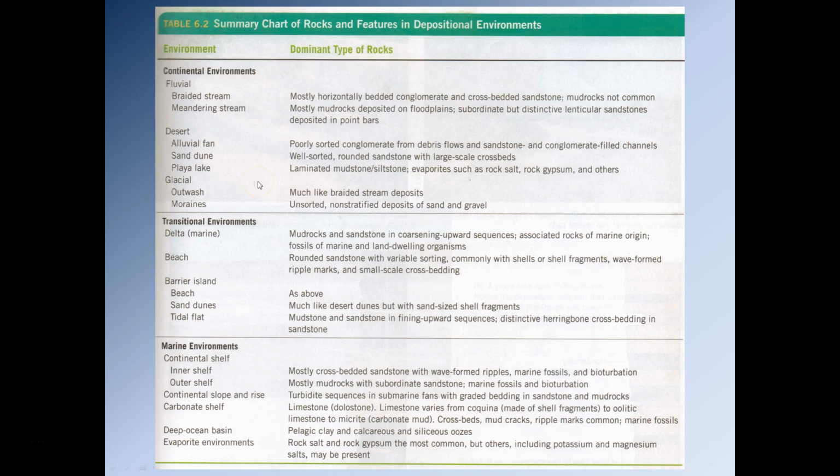So okay, we've made our way through these different depositional environments. We've done the continental environments, the transitional environments, and the marine environments.